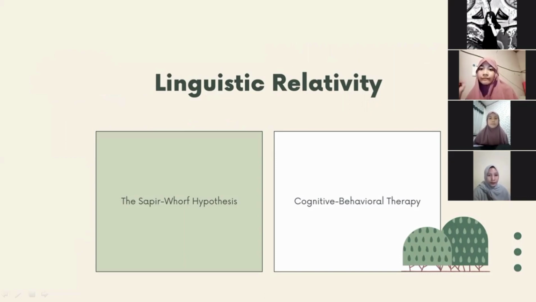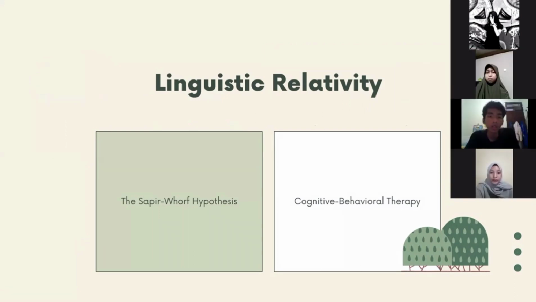And this material will be brought by myself. It is about linguistic relativity. There are two theories in this linguistic relativity. The first one is the Sapir-Whorf hypothesis, which is that the grammatical structure of a person's language influences the way he or she perceives the world.